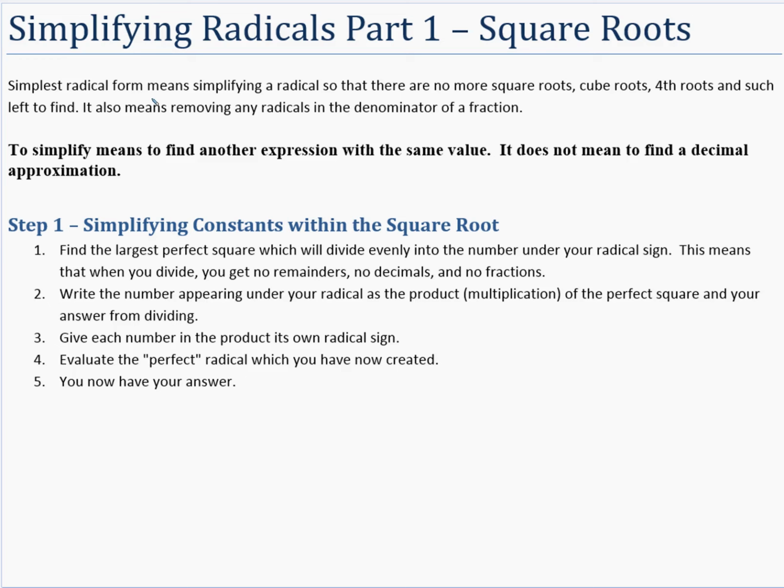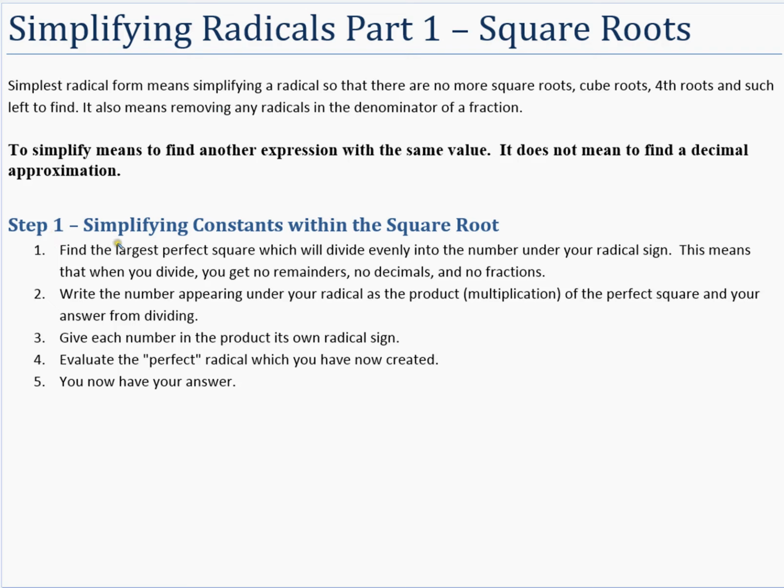So just so you understand, to simplify means we're going to find another expression, and I defined how to simplify radicals up here. We are not just putting this in our calculator to get a decimal. We're not putting the square root of 32 in our calculator to find out that it's some decimal approximation like 5.7 or something like that.